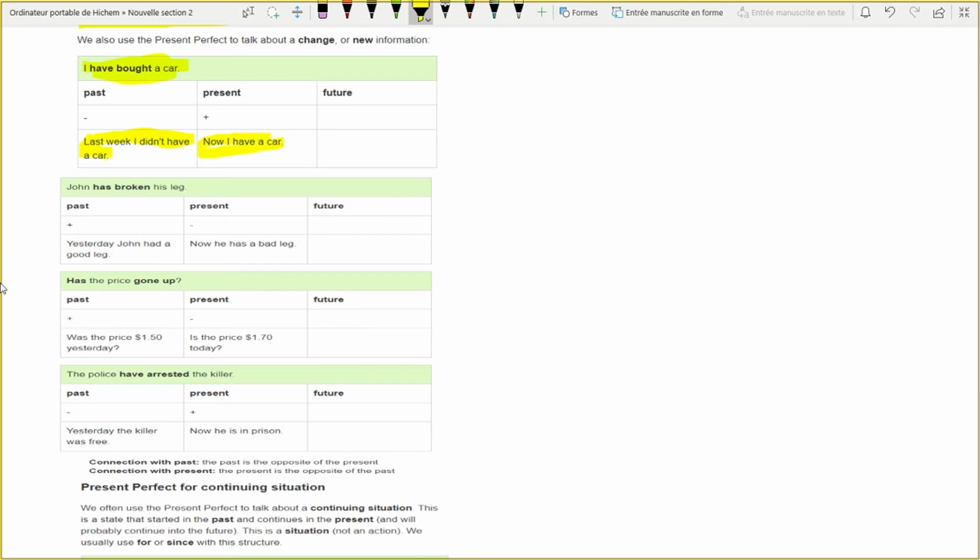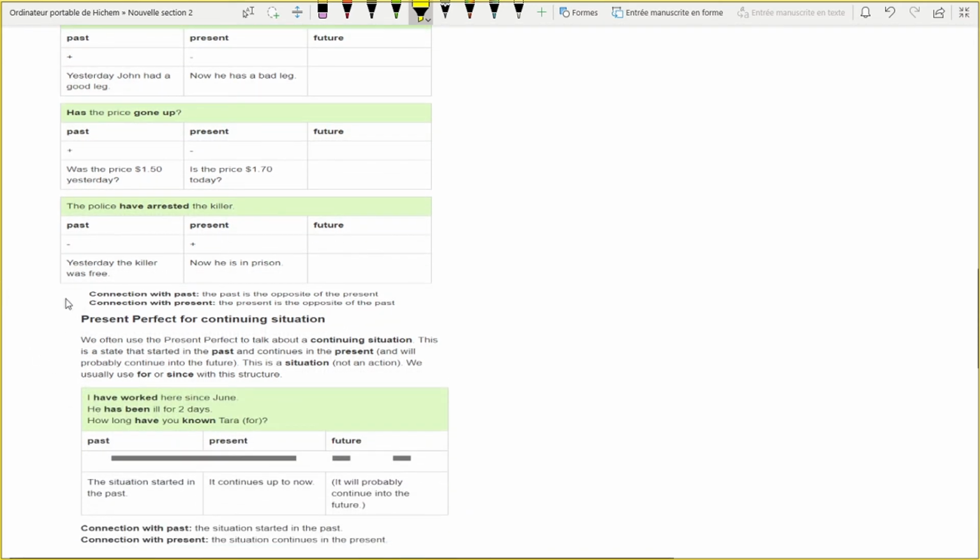Then we have the last example. "The police have arrested the killer." So yesterday the killer was free, so he has committed a crime or a murder maybe, and he was free, right? And today the police have arrested him. So now he is in prison maybe, or in custody if you want. So, like I said, the connection with the past is the opposite of the present. Here, for instance, now he is in prison, but yesterday he was free. We also have the connection with the present, which means the present is the opposite of the past, and vice versa.